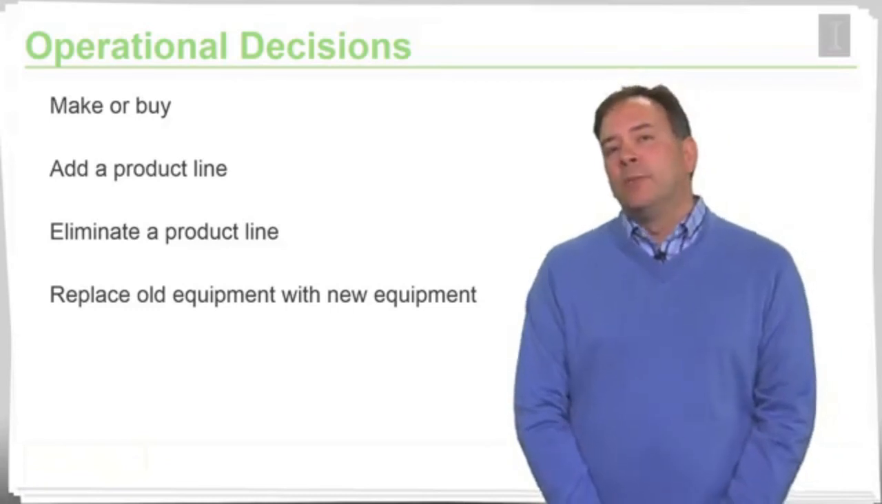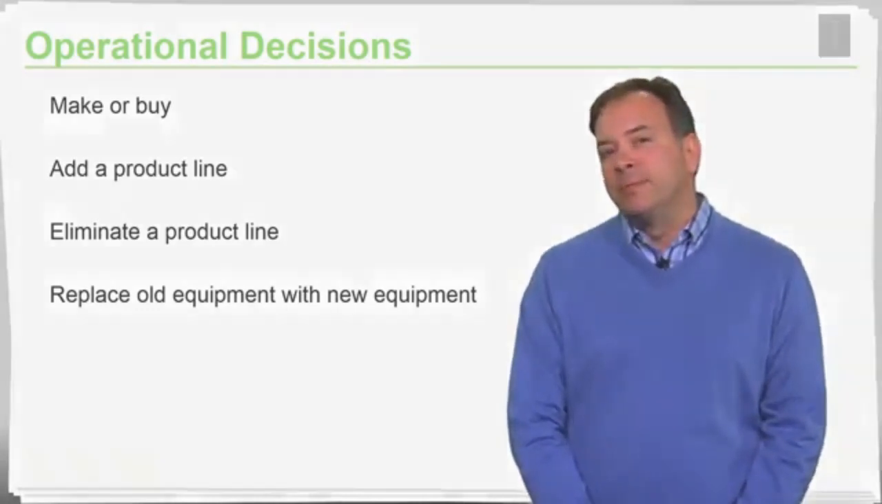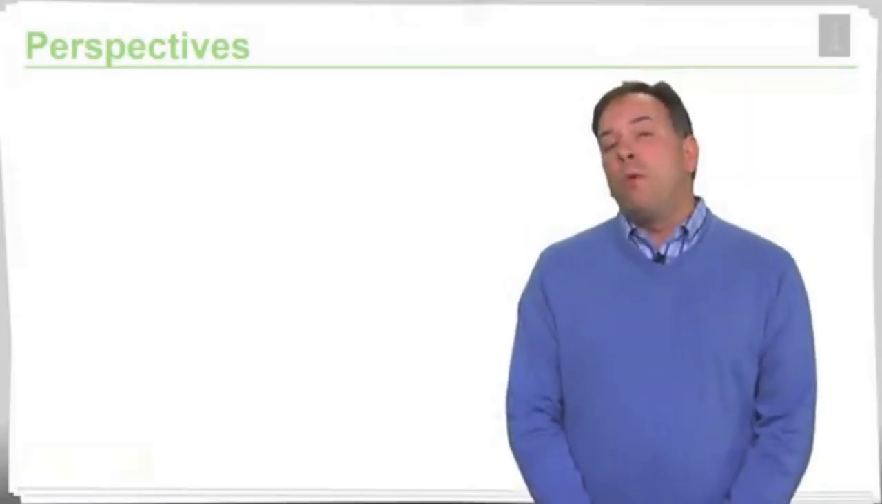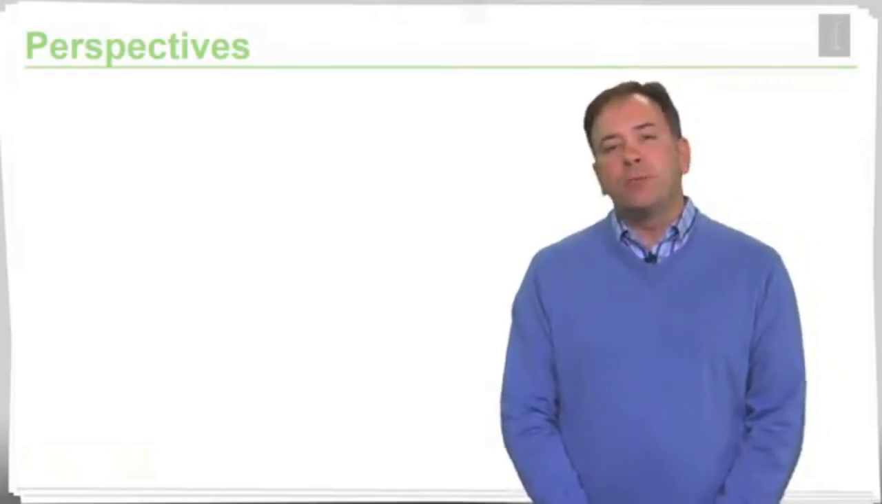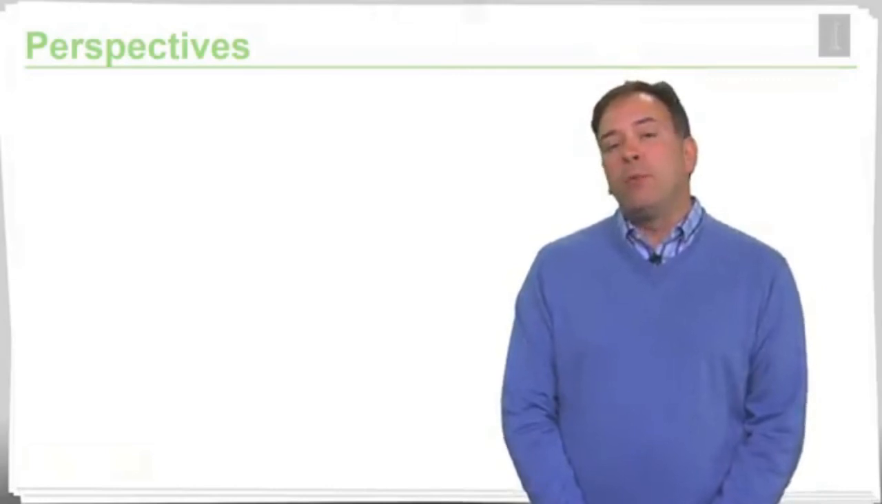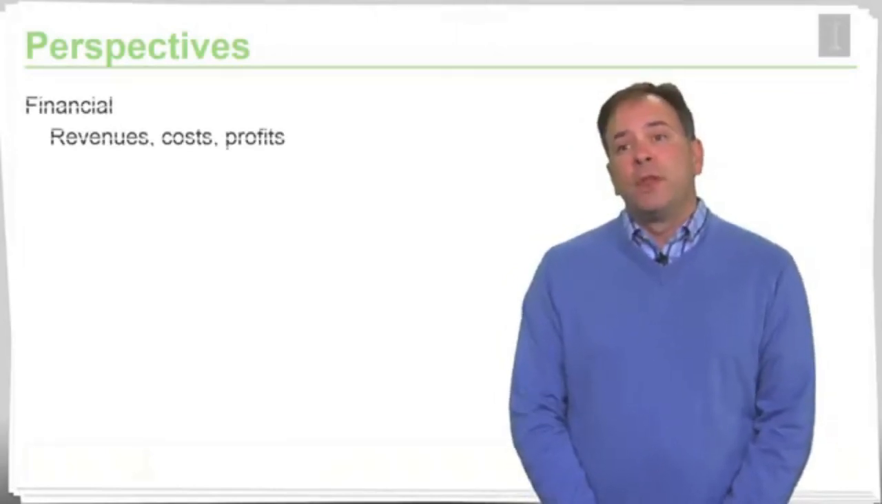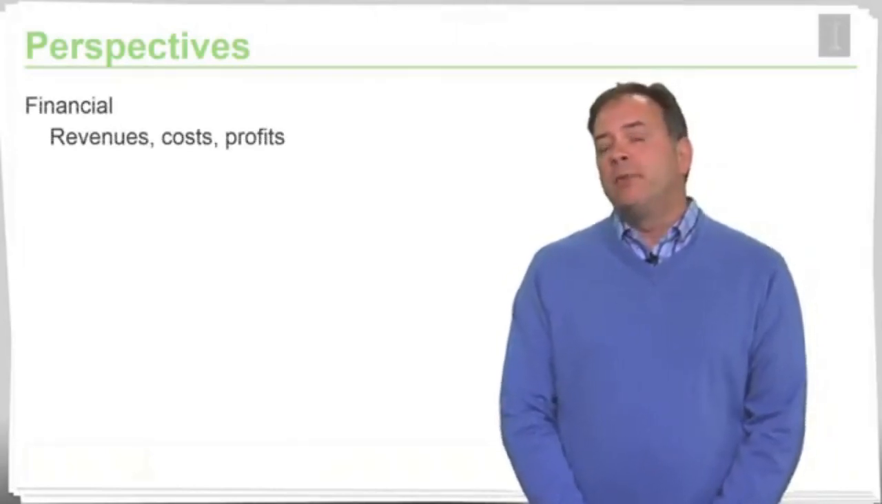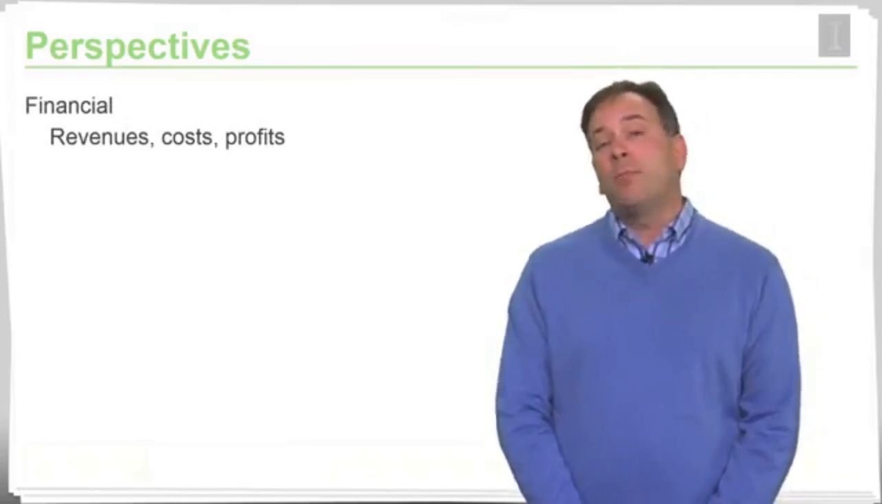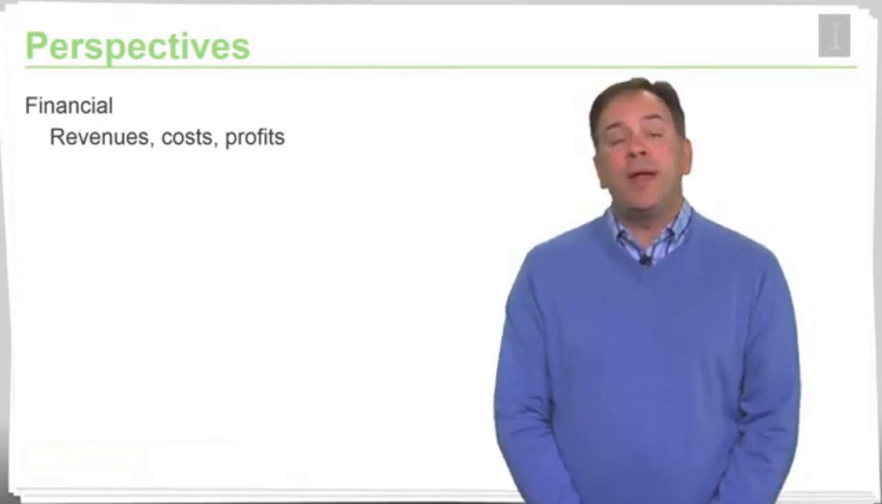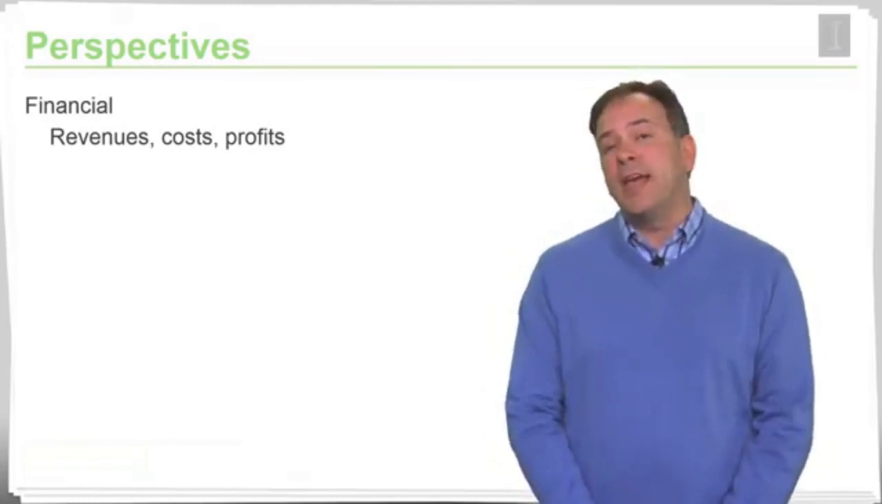Let's have a checkpoint before we get into the specific examples. So one more point before we enter into the examples, and that involves the different perspectives that you could adopt when approaching these decisions. Of course, you can adopt a financial perspective. We'll focus on revenues, costs, profits, and how those change depending on what path the manager decides to take.